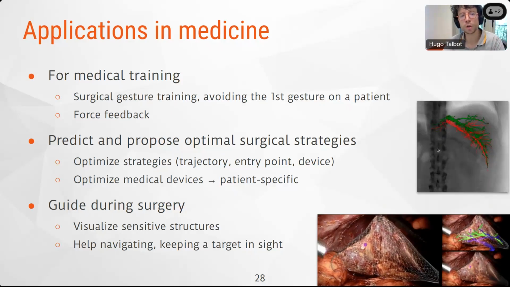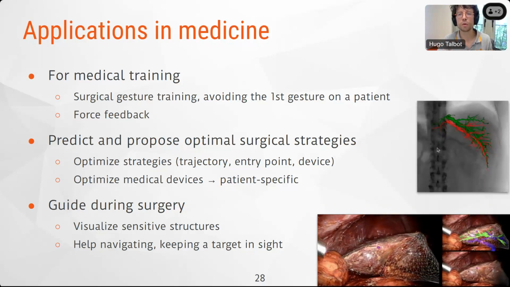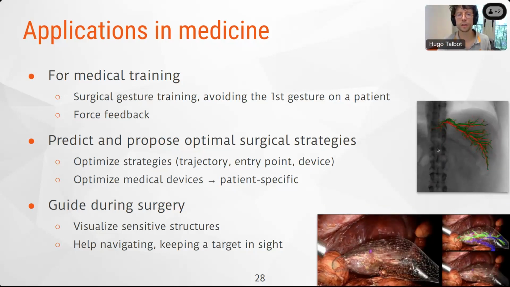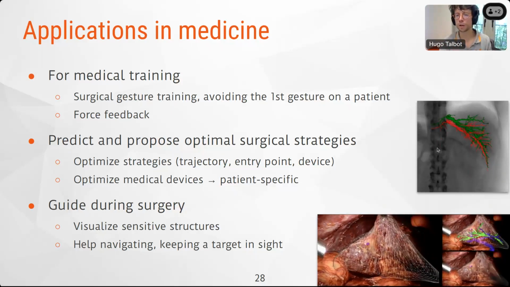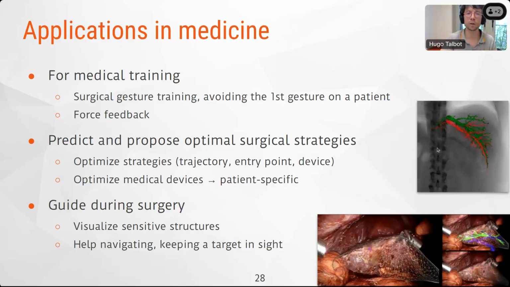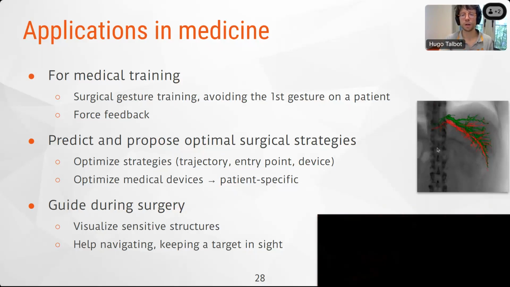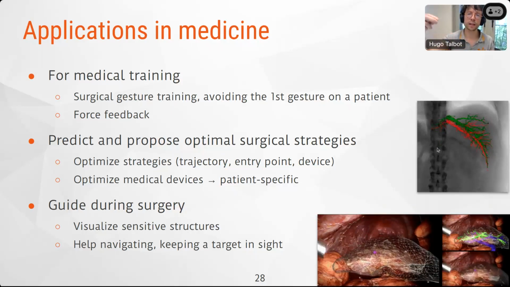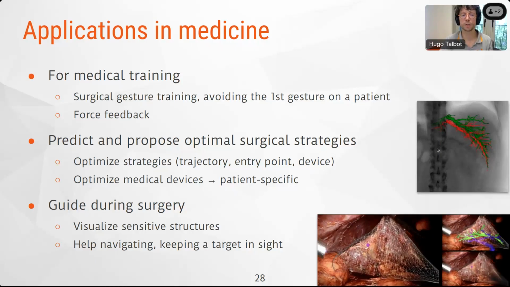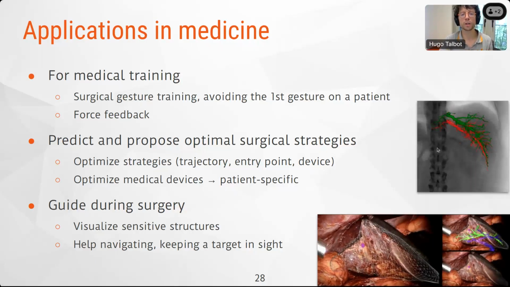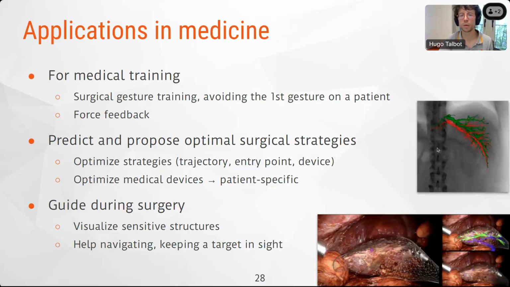You can also use simulation, with all this knowledge of biomechanics, to predict the outcome of a surgery, so that you can optimize the strategy before the operation, defining the trajectory and the entry point, and possibly also optimize the devices themselves, like to replace a valve, or to design a catheter, or a plier that would be patient-specific. So all this prediction and patient-specific pre-operative planning is something that can also be achieved with simulation.